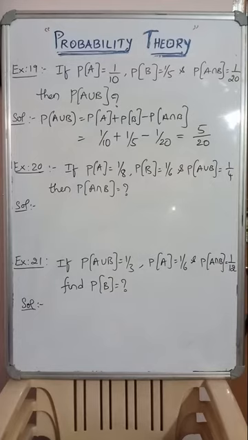LCM will become 20. So 10 two times, so 2. Plus 5 four times, 4. Minus 20 one time, 1. So 2 plus 4, 6, 6 minus 1, 5. 5 by 20 is the answer.